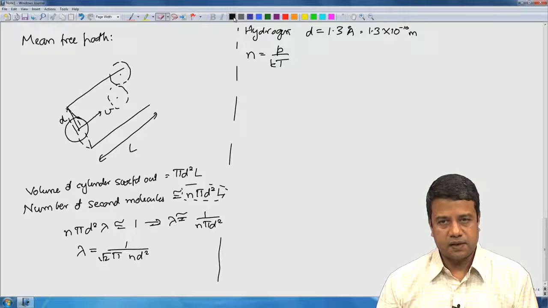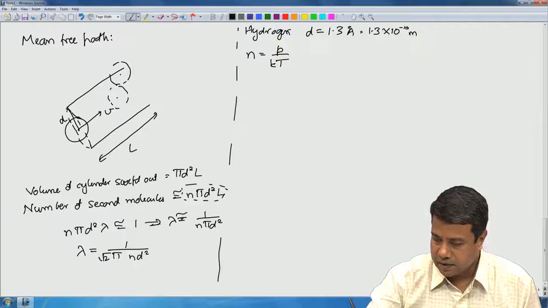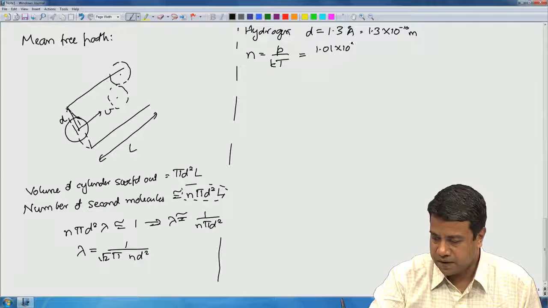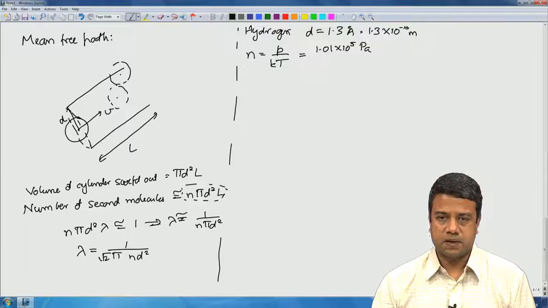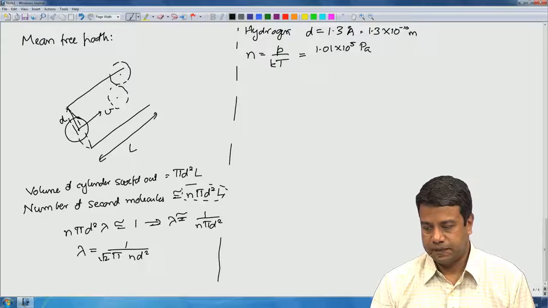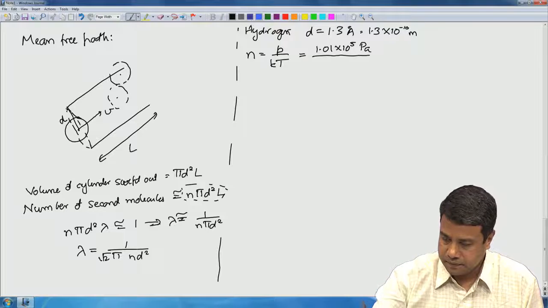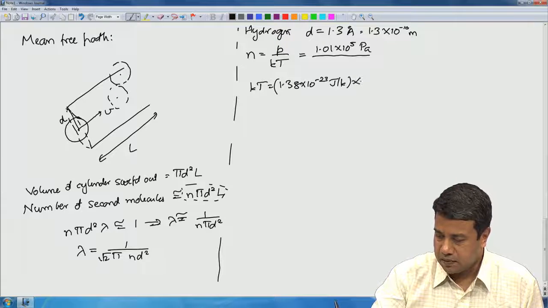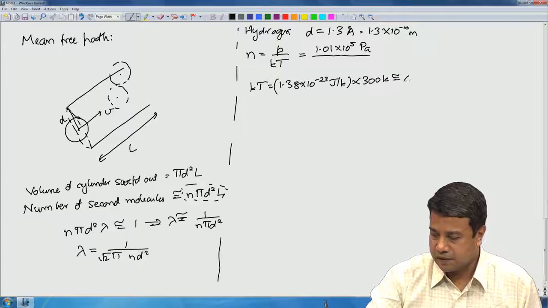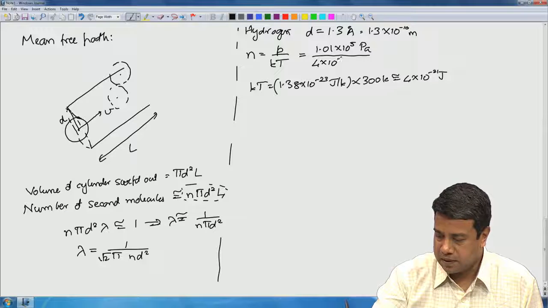Once again, at standard temperature and pressure, the pressure is 1.01 into 10 power 5 pascals, that is in SI units. Atmospheric pressure is about 10 power 5 pascals, which is newtons per meter square. Now, what is kT? kT is 1.38 into 10 power minus 23 joules per Kelvin into 300 Kelvin. It is approximately 4 into 10 power minus 21 joules.